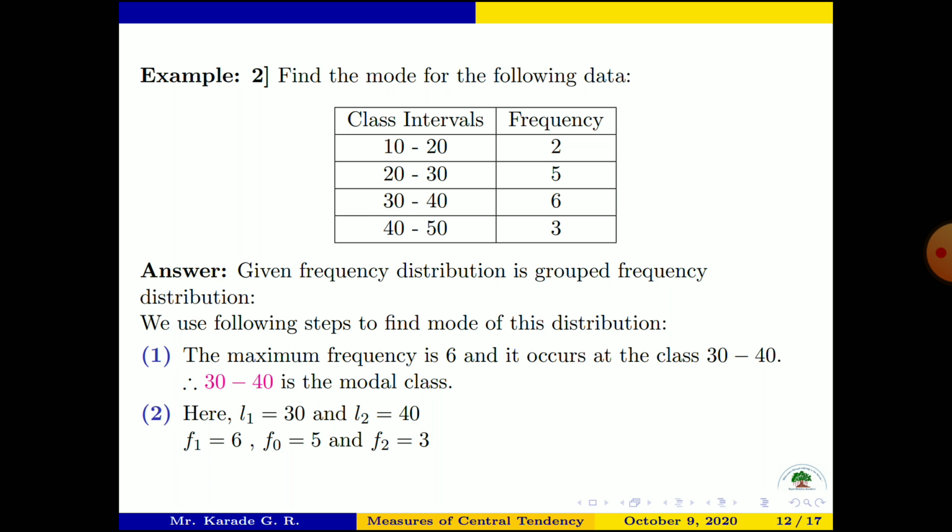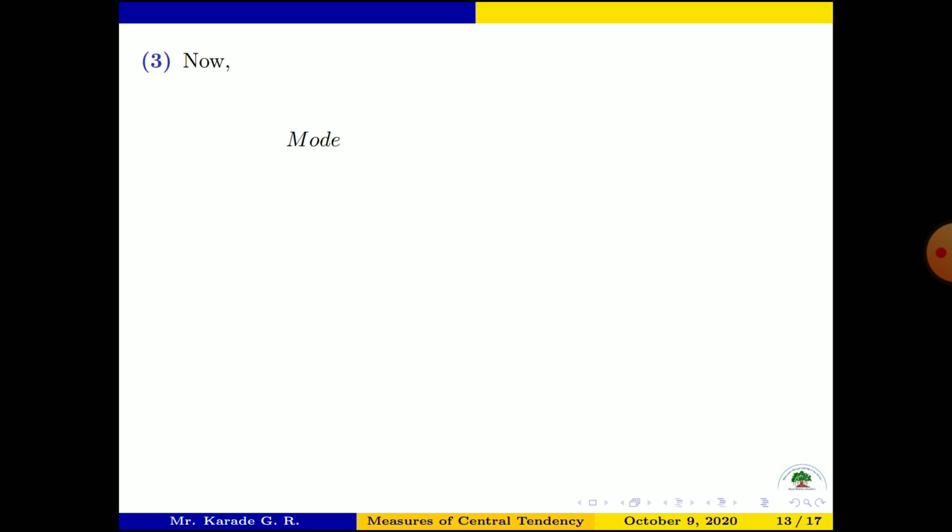Now we have to use the third step. In the third step we have to find out the mode. That's why we have to write the formula for mode. Mode is equal to L1 plus, in brackets, F1 minus F0 divided by, in brackets, F1 minus F0 plus, in another bracket, F1 minus F2, into L2 minus L1. That is the simple formula.